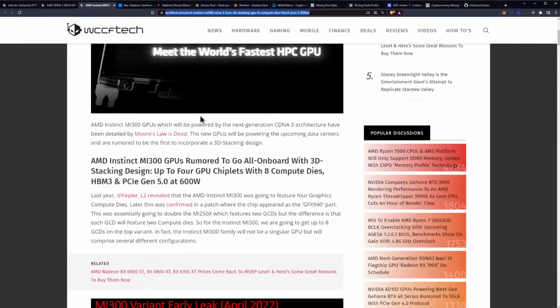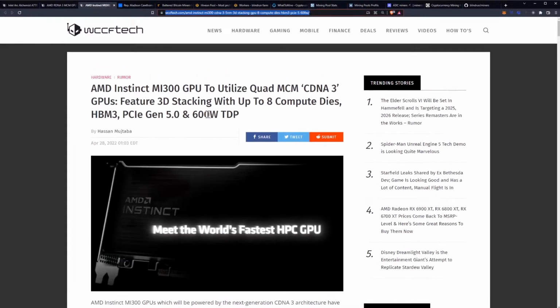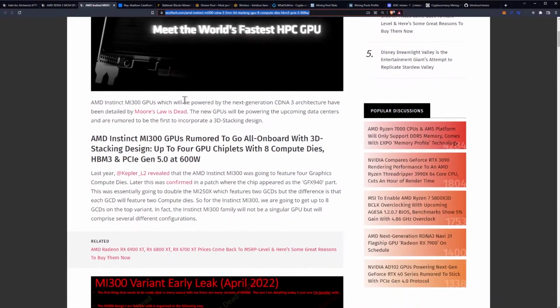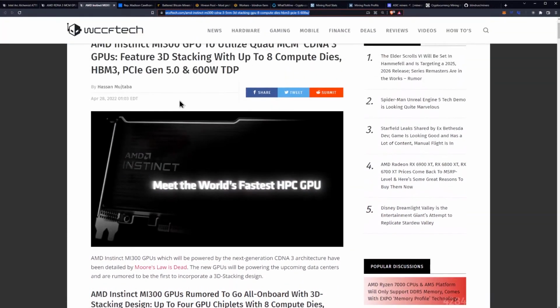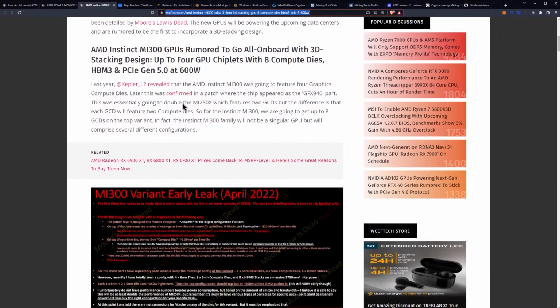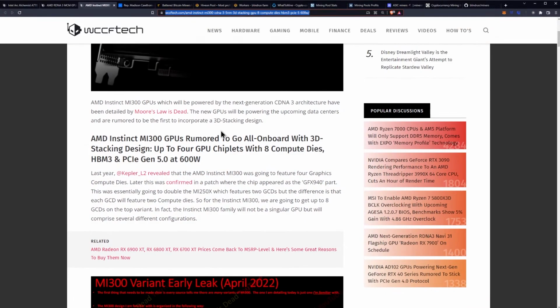But of course, we do have more information on the MI300 GPU. It's going to utilize quad multi-chip modules, CDNA 3 GPUs, featuring 3D stacking with up to 8 compute dies, HBM3, PCI Gen 5, and 600 watt TDP. Now, this is a big boy, but of course, this isn't your traditional desktop lineup. This is going to be your data center lineup for the most part.